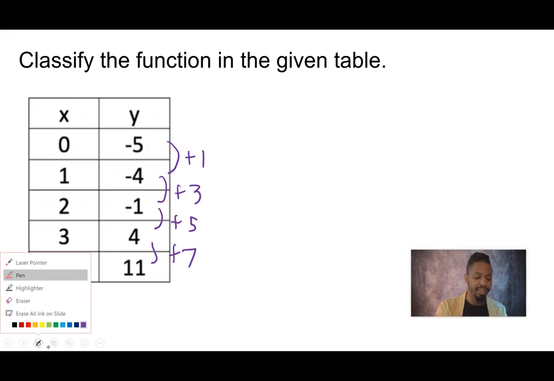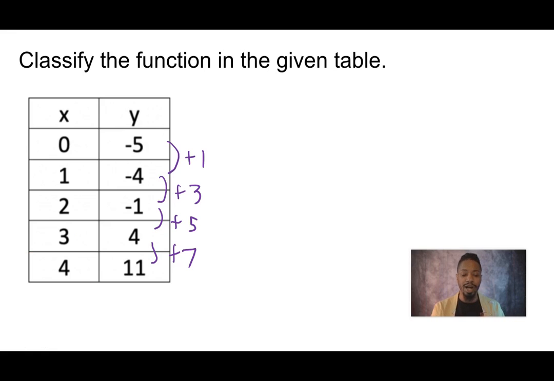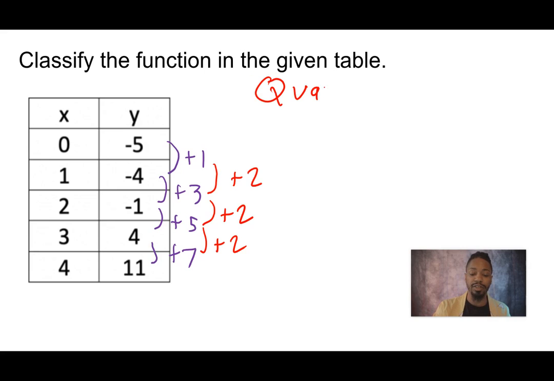Second difference, that means we wrote out how these numbers in the y's are changing. That was the first difference. How those numbers are changing is known as the second difference. 1 to 3, that's up 2. 3 to 5, that's up 2. 5 to 7, that's an increase of 2 as well. So we will call this a quadratic function.